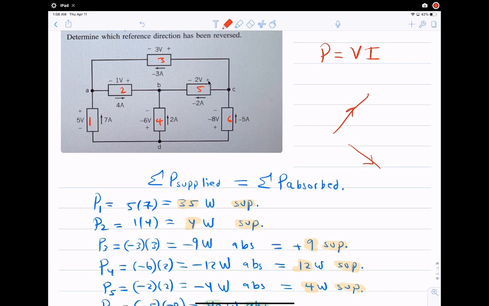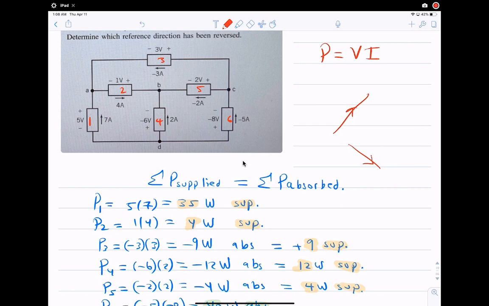I'm moving from a high to a low, from a positive to a negative. Why? The direction of the current is to the left. That means this is absorbed. So the negative would be erased and the absorb would change to a supply. Just remember, if this was supply, then the supply would be erased and I would convert it to absorbed.